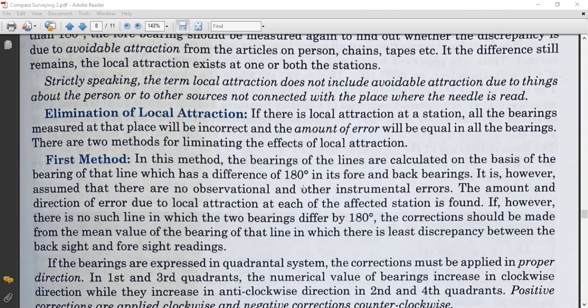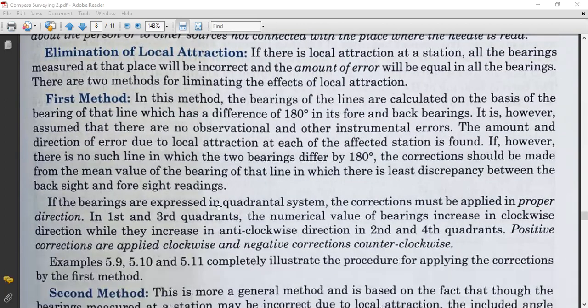Out of all the 5 lines, I should search for the line which has the difference of 180 degrees between forebearing and back bearing. With respect to that line, the bearings of the remaining lines shall be corrected. I should check all the 5 lines one by one for the line whose forebearing and back bearing differ by 180 degrees. Using that line as the reference, I will calculate the bearings of the other lines. So that is your first method.